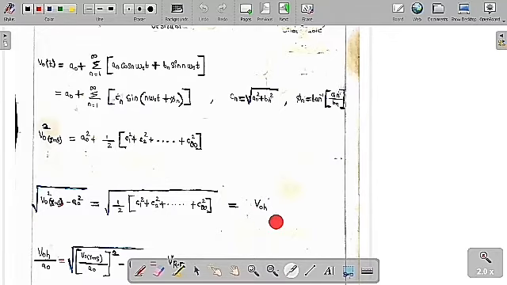So harmonic voltage is equal to the square root of V0 RMS squared minus A0 squared, which is equal to the square root of half of C1 squared plus C2 squared up to C infinity squared. So these are the terms which are undesirable. We are going to call this the harmonic voltage.